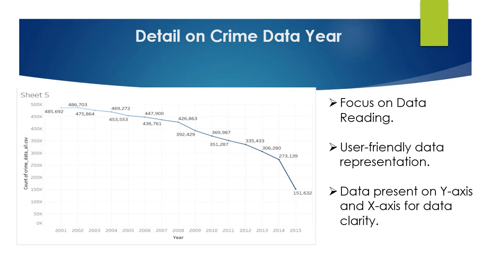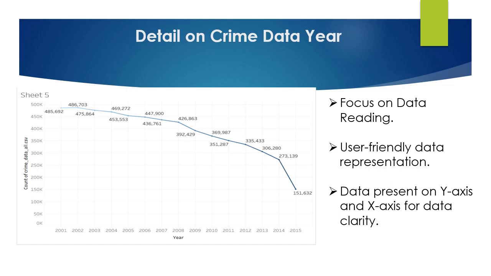So basically we have to focus on the data reading. And secondly, there has to be user-friendly data representation. So we have a graph on the crime year only, so that means we have a year verification with all their total number of data. The third one is data presentation on the x-axis and y-axis for data clarity. Of course, we have to analyze where the data should be presented, either in the x-axis or y-axis.